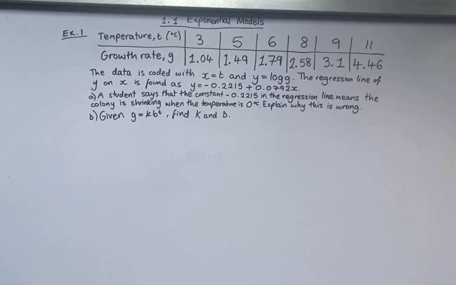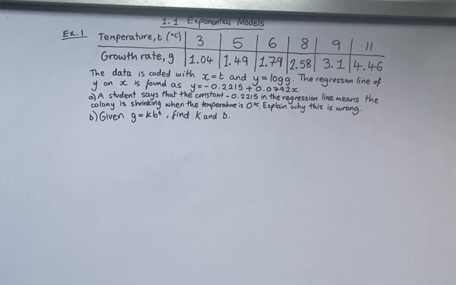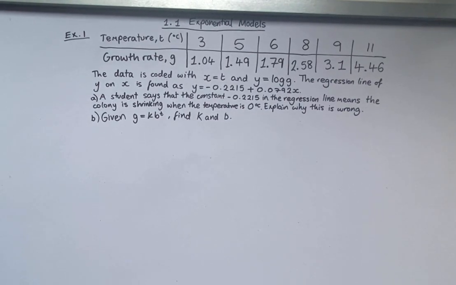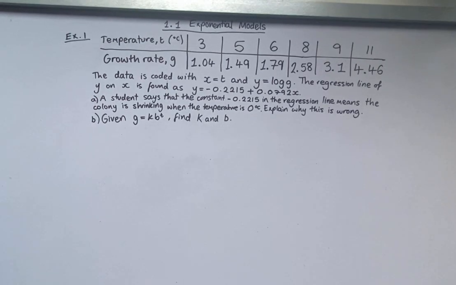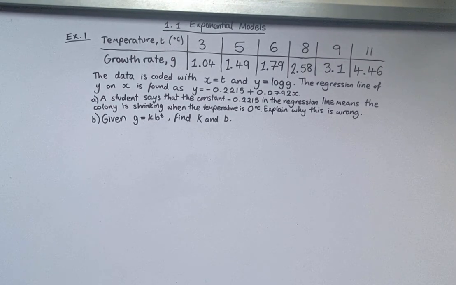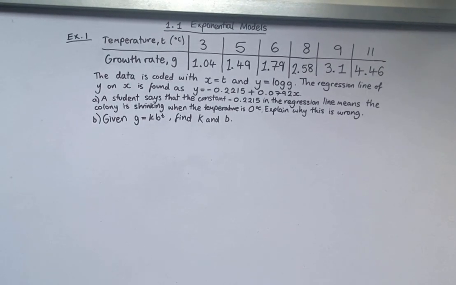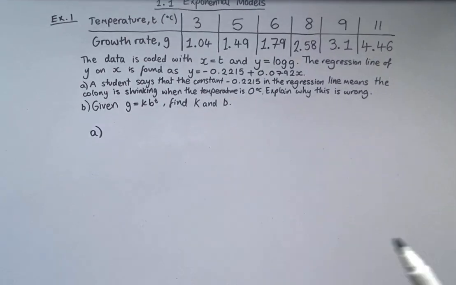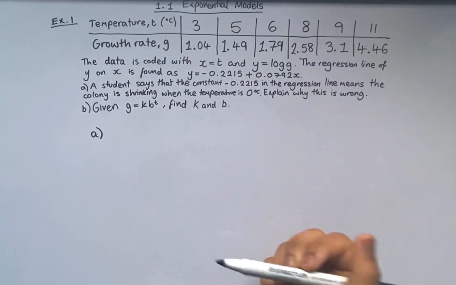Part A. A student says that the constant minus 0.2215 in the regression line means the colony is shrinking when the temperature is 0 degrees. Explain why this is wrong. And Part B. Given g is equal to kb to the power of t, where k and b are constants, find k and b.